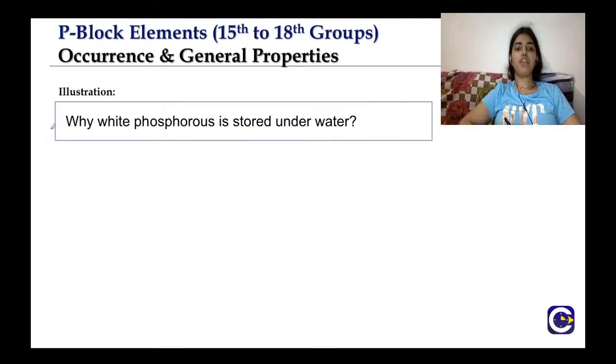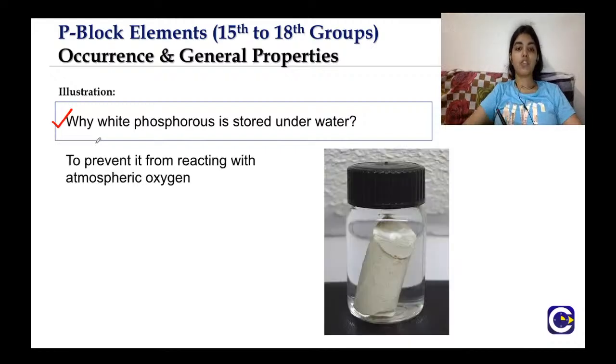So why is white phosphorus stored under water? We have already done this, that white phosphorus is very much reactive. So to prevent it from reacting with atmospheric oxygen, we keep it under water. A similar question was why sodium and potassium metals are kept in kerosene oil. Because they react vigorously with the air. Therefore they are kept in kerosene oil. Similarly here, white phosphorus is stored under water so that it cannot react with atmospheric oxygen.